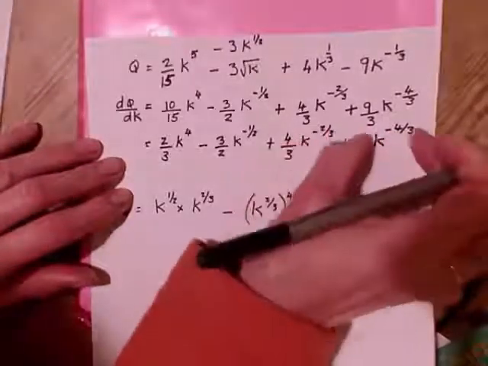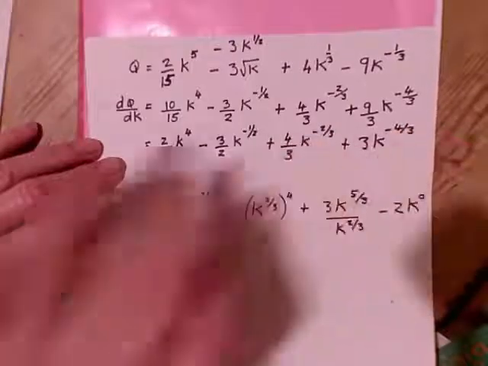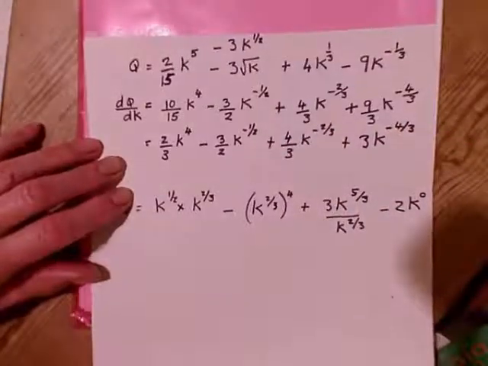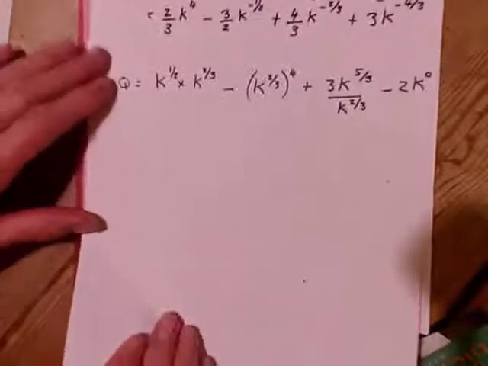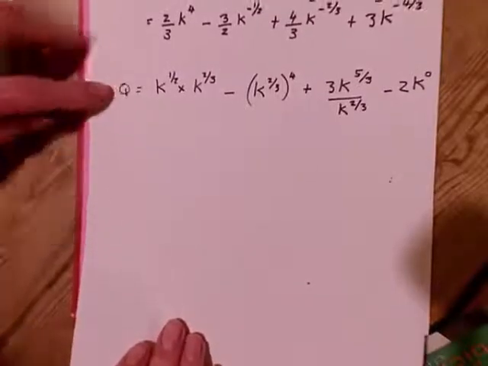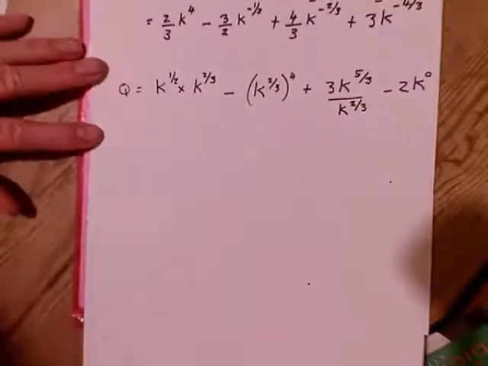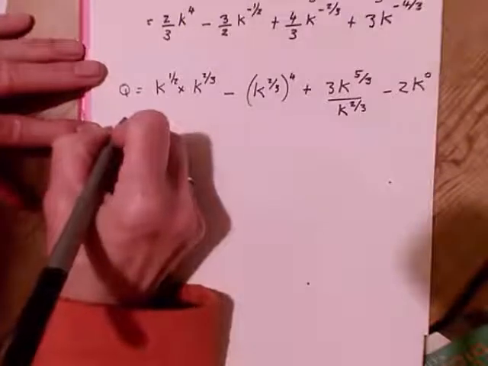We could put these on the bottom if we wanted, because they've got negative powers, but we're not going to bother. Right, and another last question, just to remind us of some rules of indices.